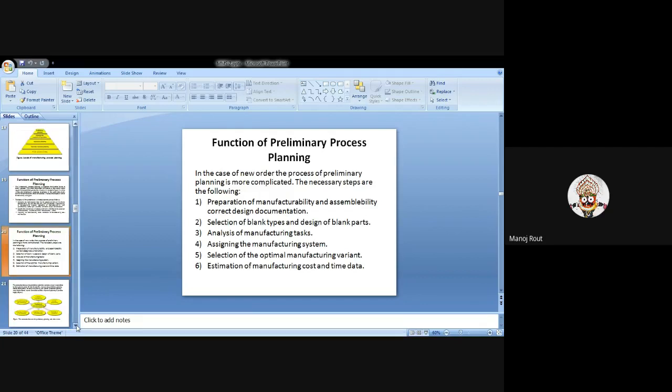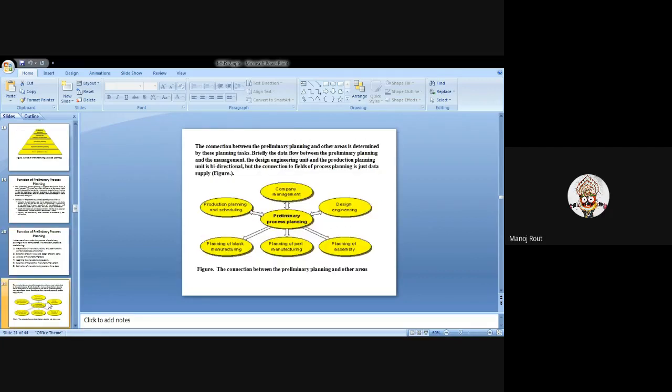The next one is the connection between preliminary planning and other areas, which is determined by the planning task. I will describe how the connection works. If you consider preliminary process planning, the company management is there, the design engineering is there, the planning of assembly is there, the planning of part manufacturing is there, planning of blank manufacturing is there, and production planning and scheduling is there.